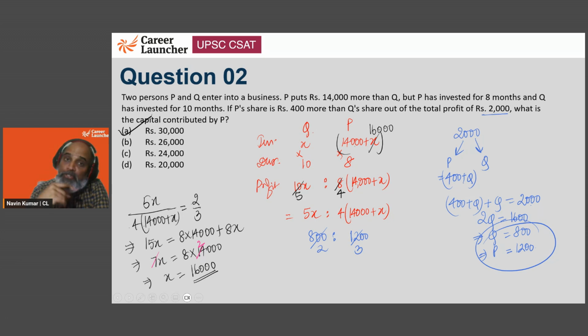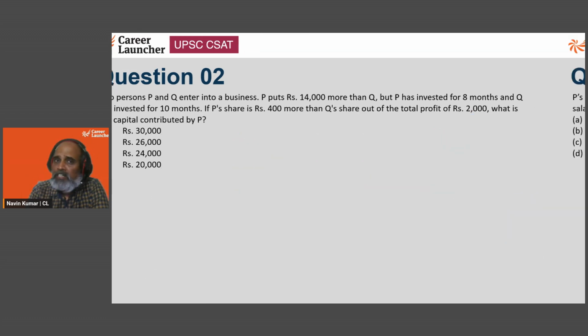Then the next option we would choose would be 20,000. So when you're selecting options, make sure that you select the easiest values and then try them out. Normally, difficult or complicated values are not the answer.